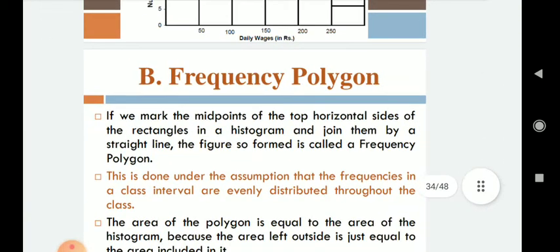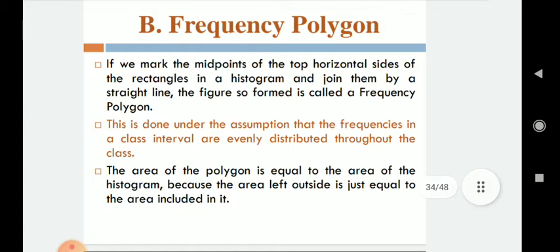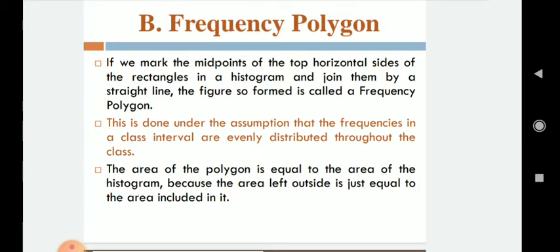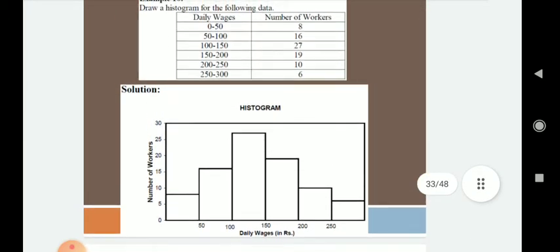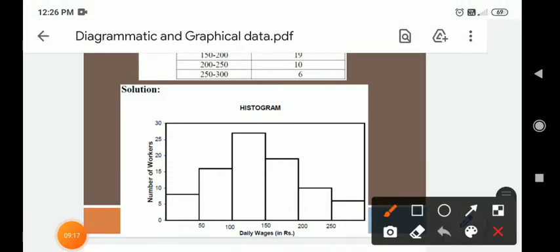Next one is the frequency polygon. If you understood the histogram, this is very easy. If we mark the midpoints of the top horizontal sides of the rectangles in a histogram and join them by straight lines, the figure so formed is known as a frequency polygon. Suppose I want to convert this into a frequency polygon. I'll find the midpoint of each of these top lines of the rectangles. This is the midpoint of this, this is the midpoint of this, this is the midpoint of this, this is the midpoint of this. Now all these midpoints I will join with straight lines using a scale and pencil.